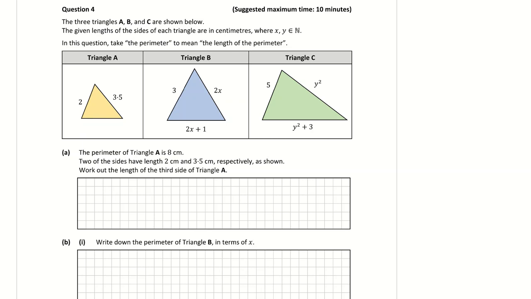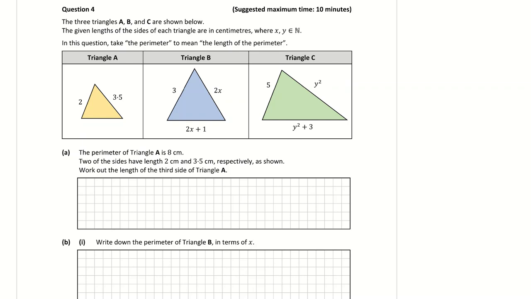Question 4. Three triangles, A, B, and C, are shown. The given lengths of the sides of each triangle are in centimeters, where x and y are elements of N, natural numbers, so they have to be whole numbers. In this question, take the perimeter to mean the length of the perimeter, so the total length.